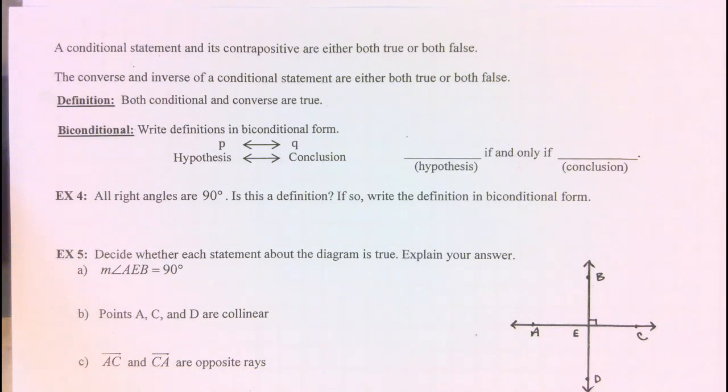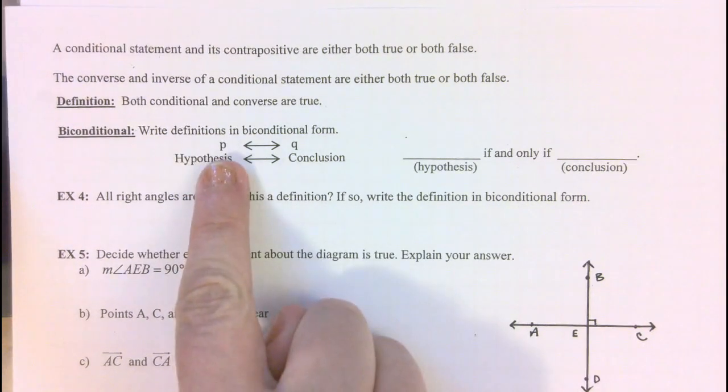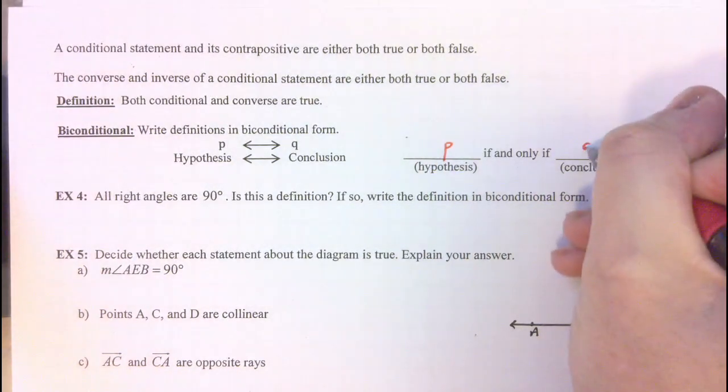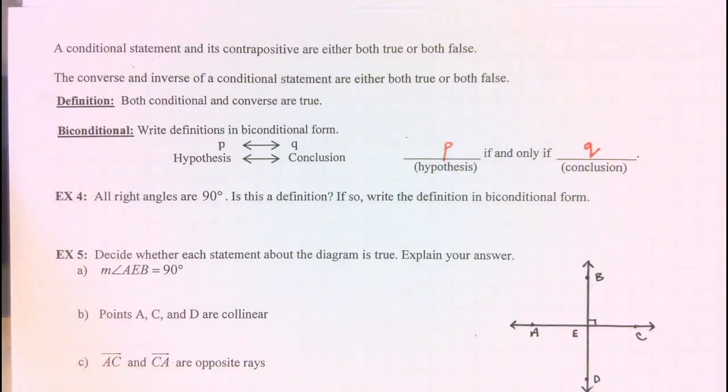Definition. We call a statement a definition if both the conditional and its converse are true. We're saying that something works in both directions, P to Q and Q to P. It's a true statement in both directions. And when it is a definition, we can structure it in biconditional form. So here we're seeing this double arrow, P to Q, Q to P, right? We're implying that it's true in both directions. And the way that we structure that is we say our hypothesis P, if and only if our conclusion, which is the Q. So let's do an example.